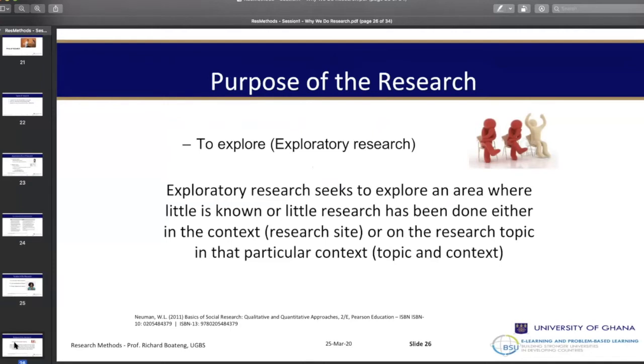So supposing you want to do a research on mobile phones. If you are doing a research on mobile phones in Ghana right now, everybody will tell you that there's much known about mobile phones. We know much about mobile phones now. So the penetration rate of mobile phones in Ghana has even crossed 100%. So what new thing do you want to tell us? However, if that same person seeks to do a study on the adoption of smartphones by the elderly, that could be interesting.